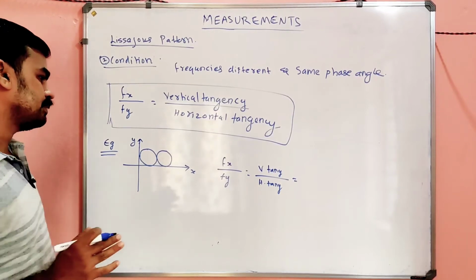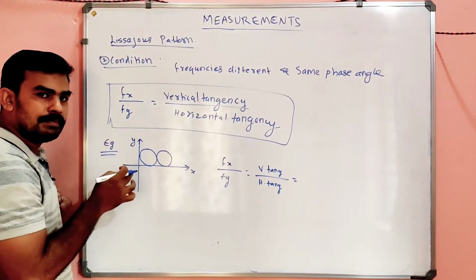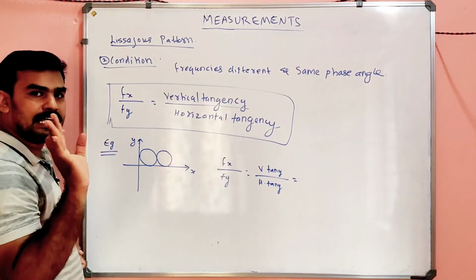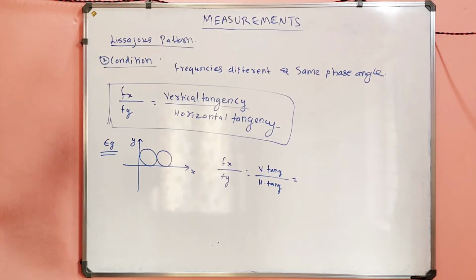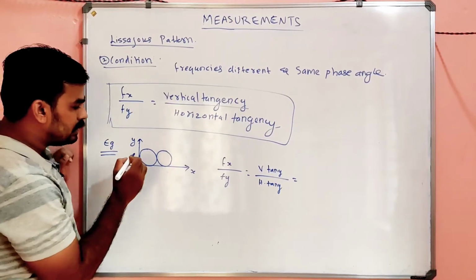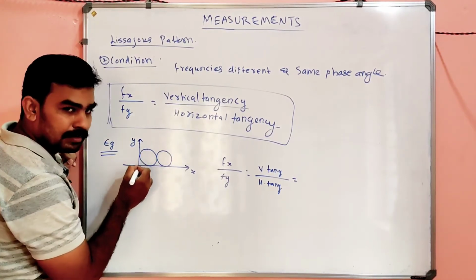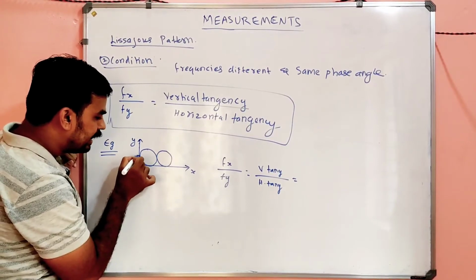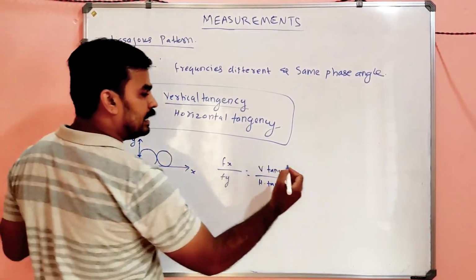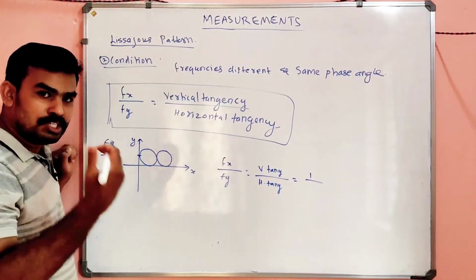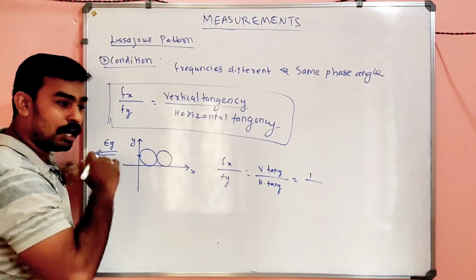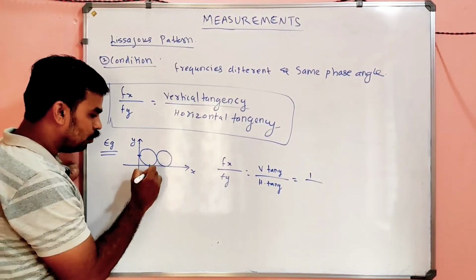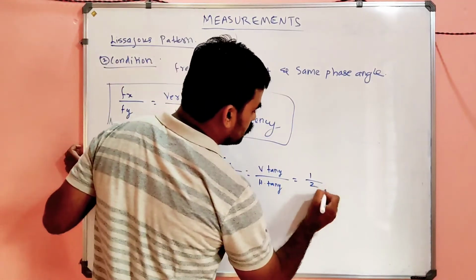Vertical tangency means, my dears, how many times the pattern touches the vertical axis. Here, this circle touches the vertical axis only one time. So the vertical tangency is simply 1. Horizontal tangency means how many times the circle touches the horizontal axis: 1, 2. So it will be 1 by 2.